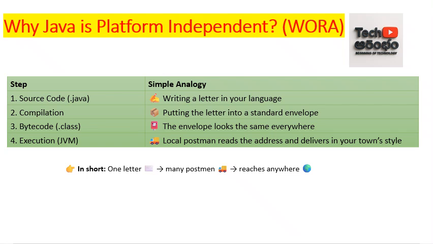When this letter with envelope reaches a new city, then the local postman, who we can represent as JVM, can read it and deliver it in the local style. So one letter can travel anywhere, just like one Java program can run on any computer.